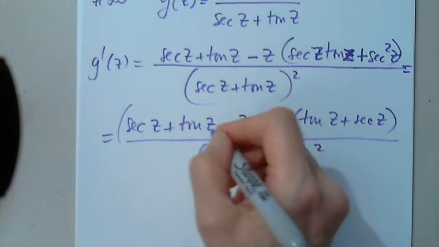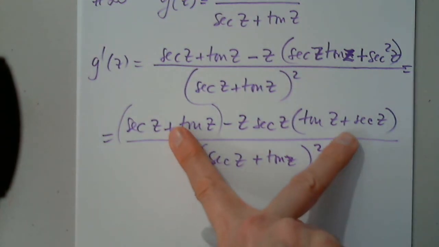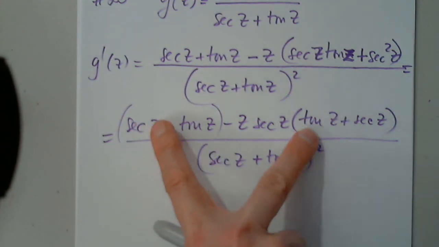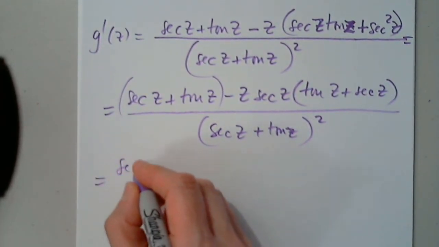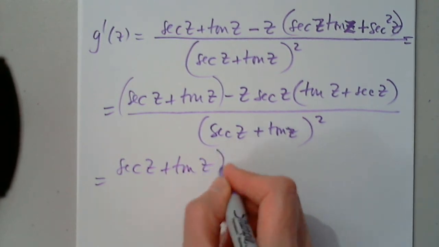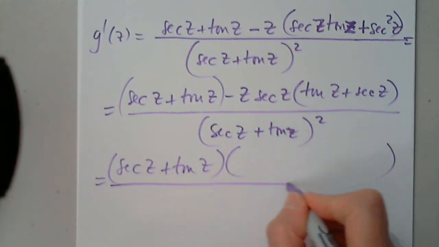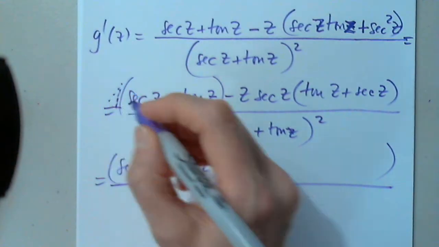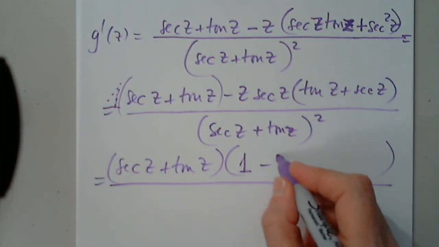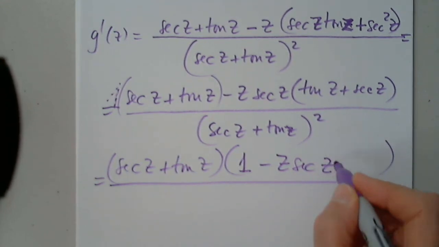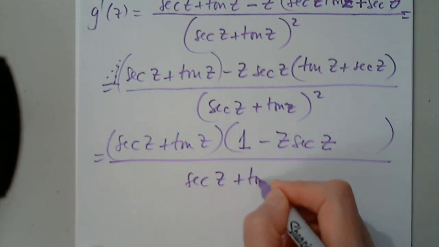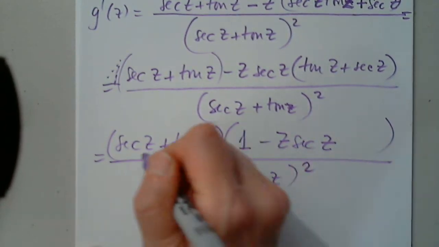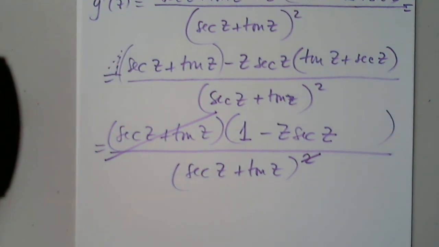So now I see that I can factor out tangent z plus secant z because they are common factors to these two terms. So then I have secant z plus tangent z, 1 minus z secant z over secant z plus tangent z. It was a very interesting problem. Now I can, because I've simplified the entire factor.